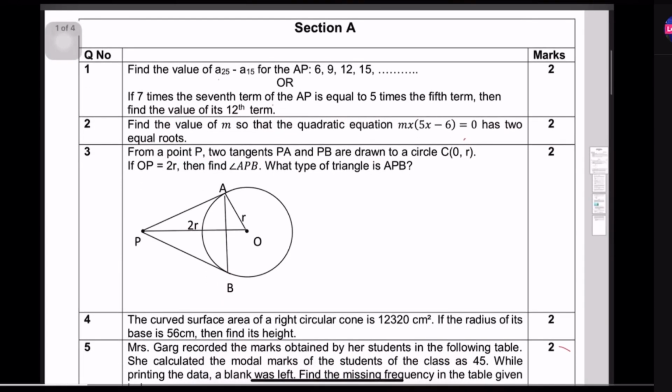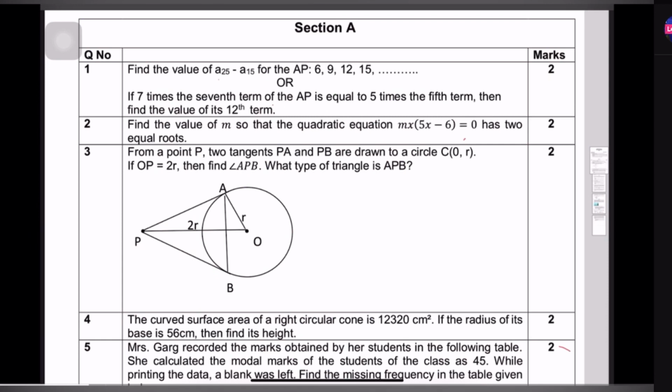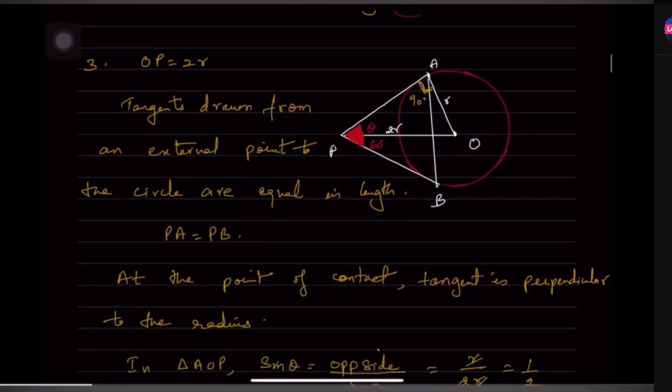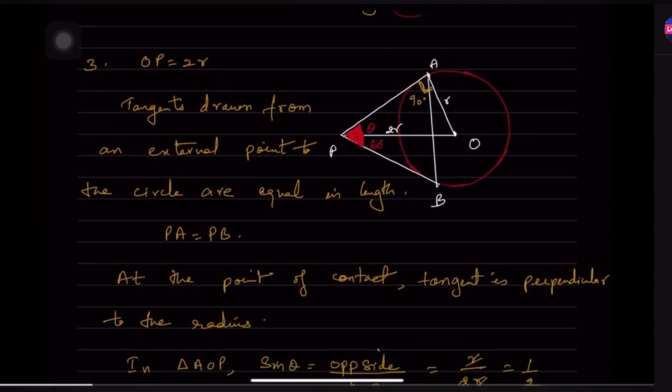The next question is, from a point P, two tangents PA and PB are drawn to a circle with center O and radius R. If OP is equal to 2R, then find angle APB. What type of triangle is APB? Third one, we are given OP is equal to 2R.